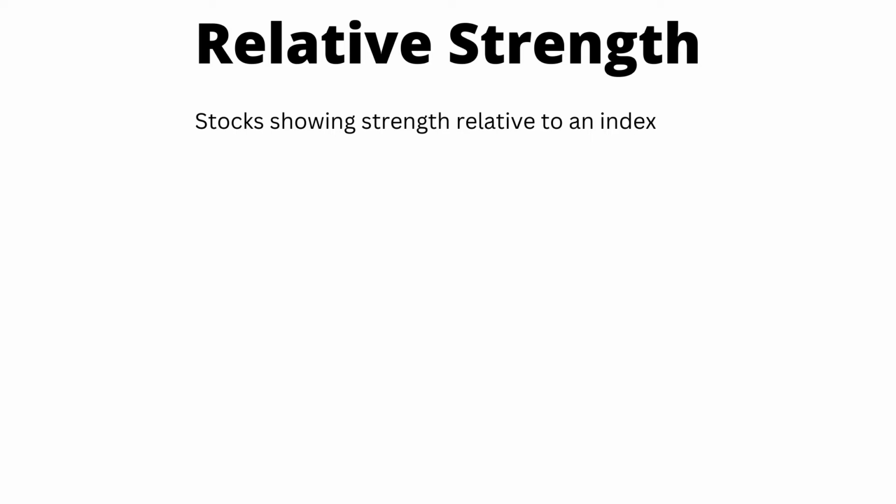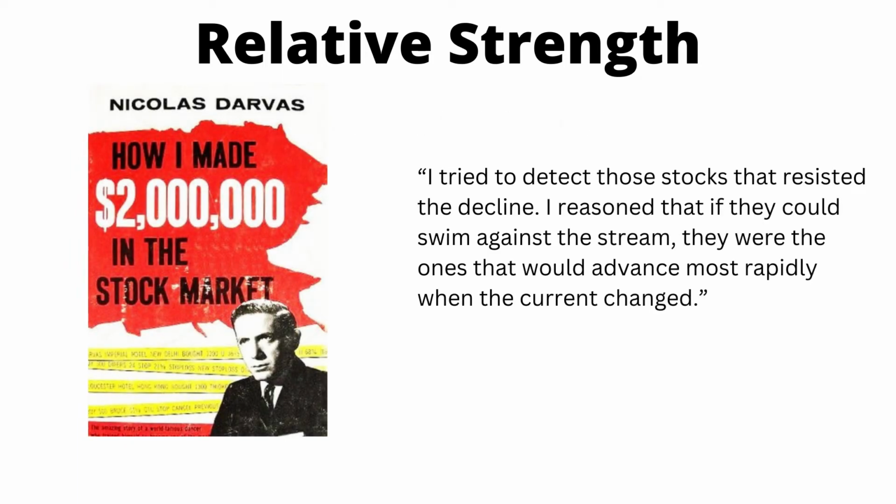Relative strength is most notable when the market is in a correction, and those stocks that are showing relative strength are really where you want to put your focus. Nicholas Darvas, in his book How I Made $2 Million in the Stock Market, said, "I tried to detect those stocks that resisted the decline. I reasoned that if they could swim against the stream, they were the ones that would advance most rapidly when the current changed." So like Darvas said, stocks showing relative strength are the ones you want to focus on, as they tend to be the big winners when the market finally begins a new uptrend.